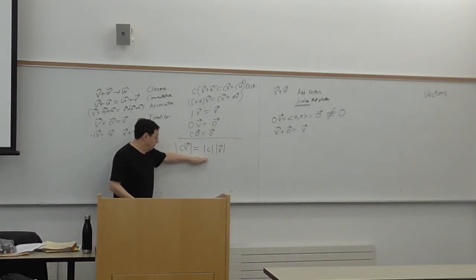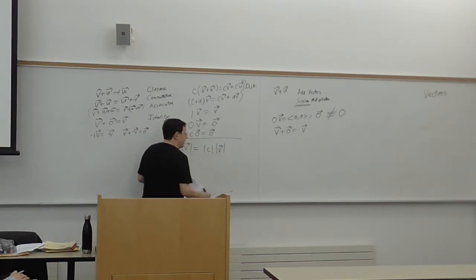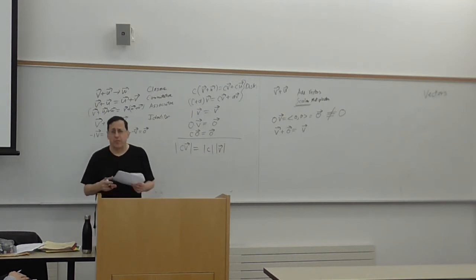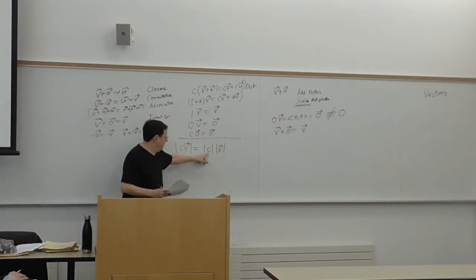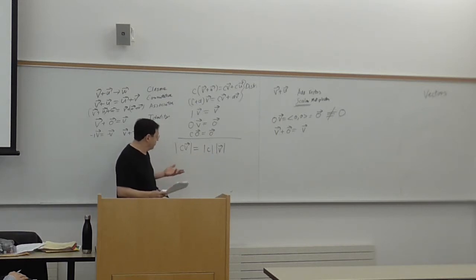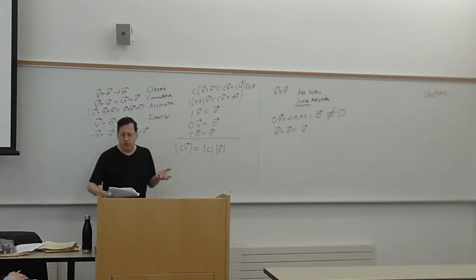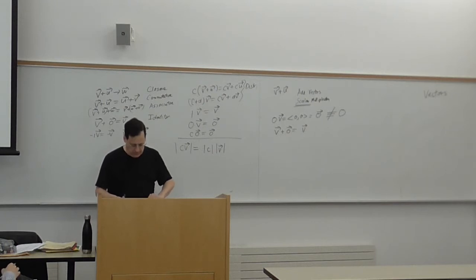This is very poor notation, because here the double bars mean one thing: the norm of a vector, the size of the vector. And here they mean just what we are used to, the absolute value. Poor notation, you just have to know that's what it means.